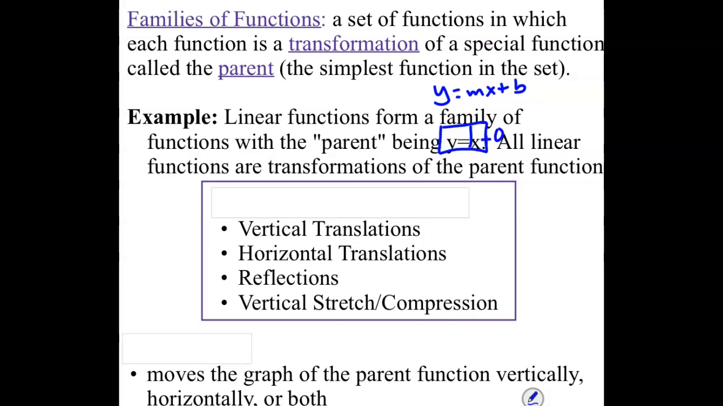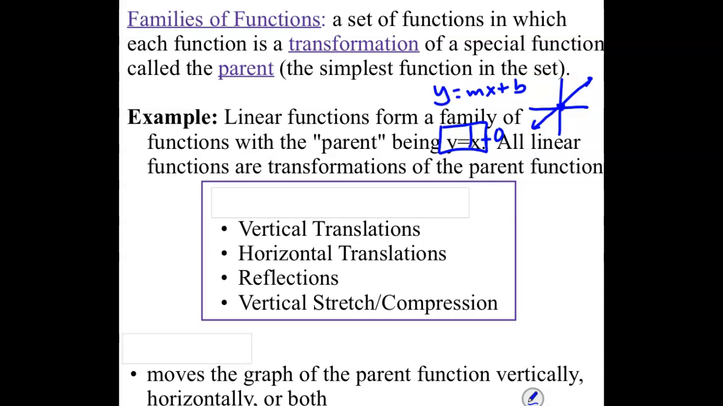Can you picture where it is on your graph? On a coordinate plane, y equals x starts at the origin, right? It has a slope of 1. It's going to be a diagonal right through quadrants 1 and 3. That is our parent function for our linear family. All lines can be expressed as some kind of transformation of that.